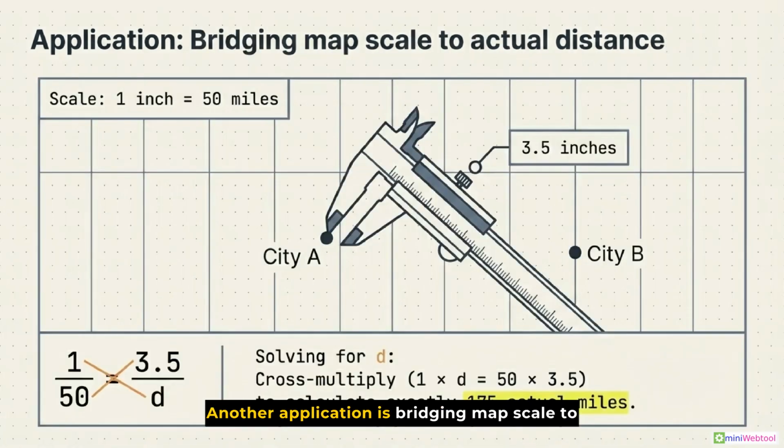Another application is bridging map scale to actual distance. If the scale is 1 inch equals 50 miles, and the map distance is 3.5 inches, cross-multiplication reveals the actual distance, Q, is 175 miles.